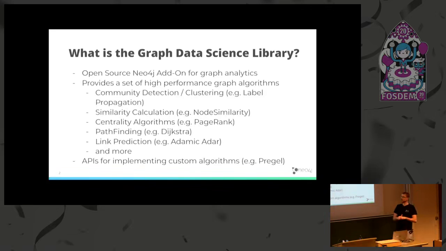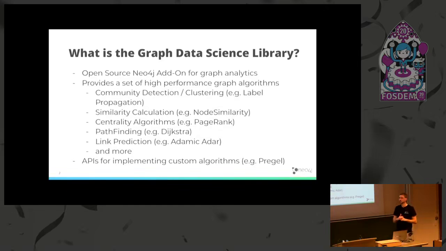And there exists a broad set of algorithms. We have algorithms for community detection and clustering, for example, label propagation. We have algorithms for similarity calculation. So, for example, you can calculate how similar two nodes are given their neighborhood. Therefore, we use node similarity using Jaccard similarity. We have centrality algorithms such as PageRank. We have some link prediction and pathfinding algorithms. For pathfinding, we have Dijkstra and A-star. And then we have some auxiliary stuff like graph creation for the in-memory graph.